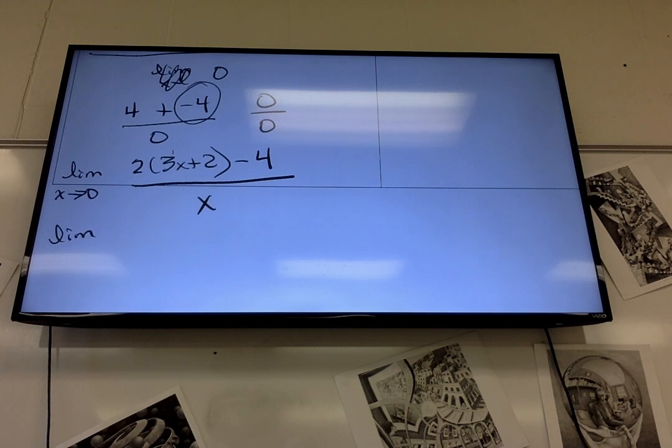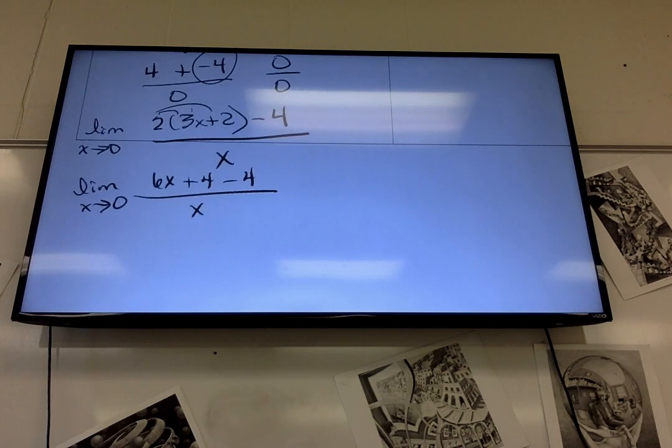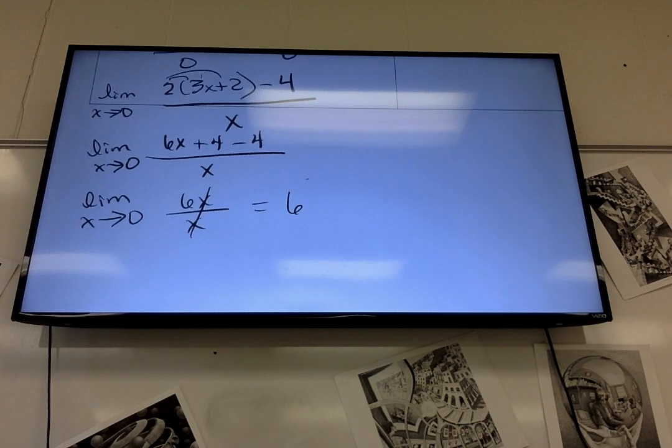So you have the limit as x approaches 0 of 6x plus 4 minus 4 over x, because you have to distribute. Plus 4 minus 4 cancels. 6x over x, the x's cancel. So your answer is just 6.